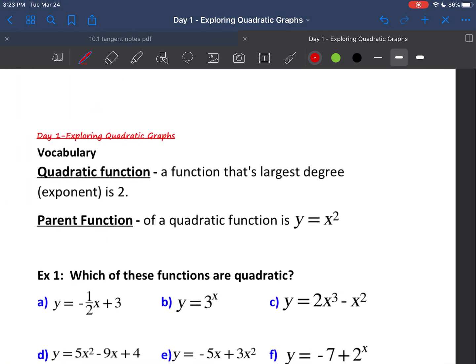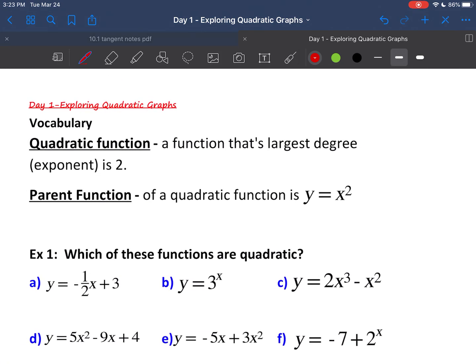Okay. So what we started with was a lot of new vocabulary. The first thing that I had us define was, what is a quadratic function? A quadratic function is a function whose largest degree or exponent is the number 2. We also talked about parent function. We worked a little bit on an activity with this. A parent function of a quadratic function is y equals x squared.